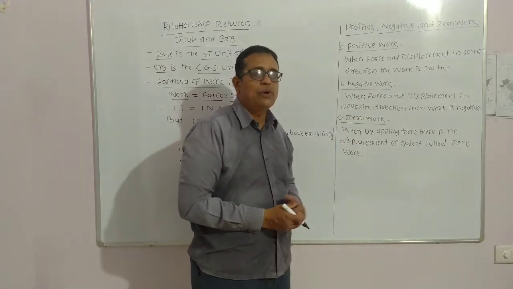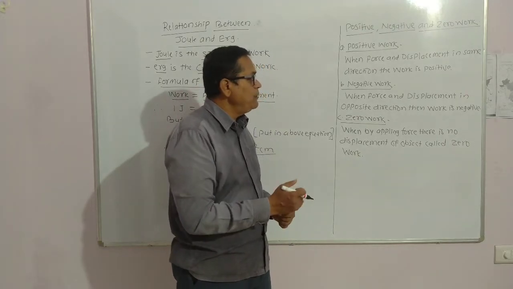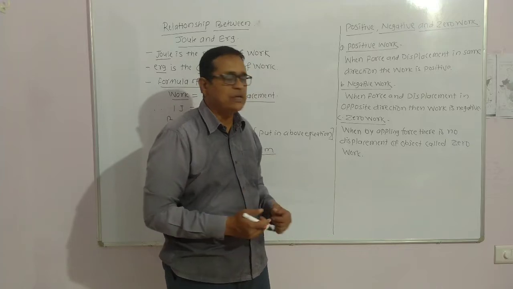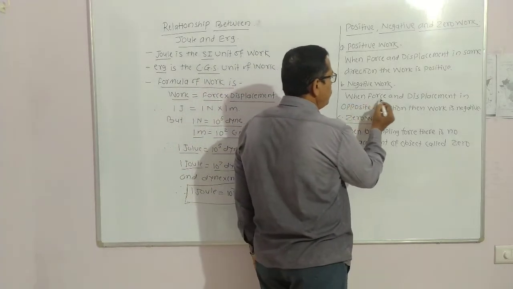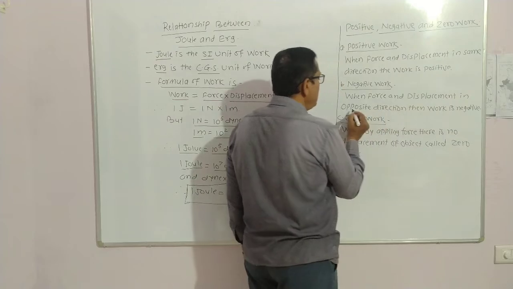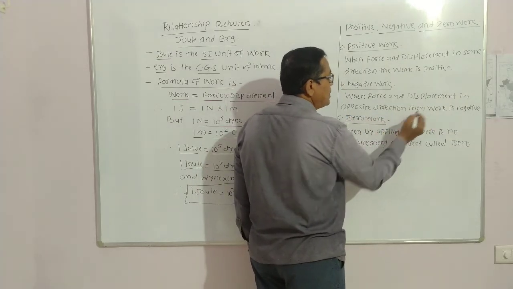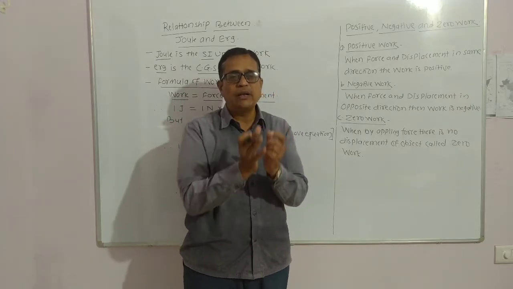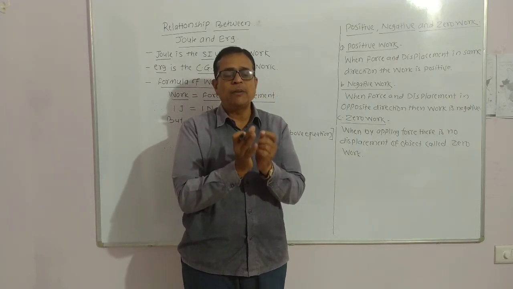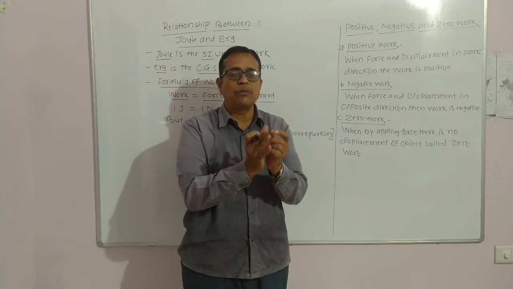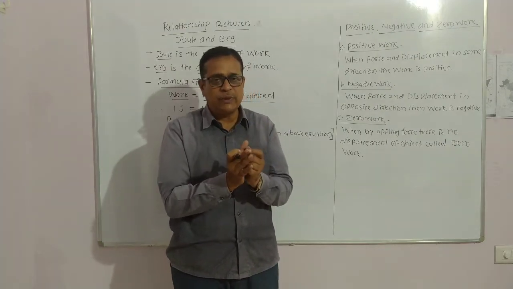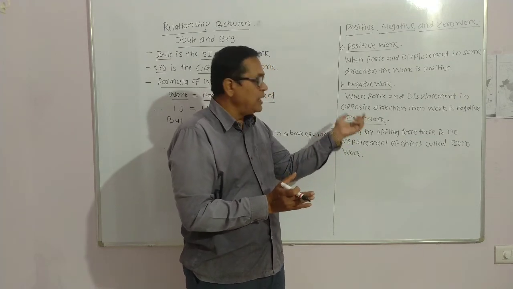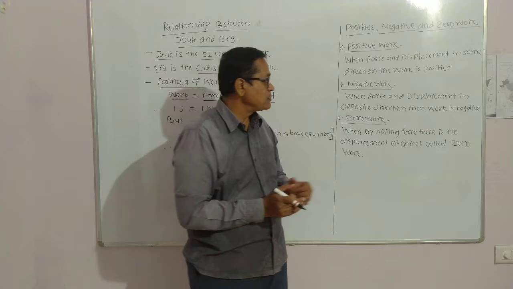What is negative work? When force and displacement are in opposite directions, then work is negative. When the batsman hits the ball and the player catches the ball, the player applies force opposite to the direction of displacement. Hence that work is called negative work.